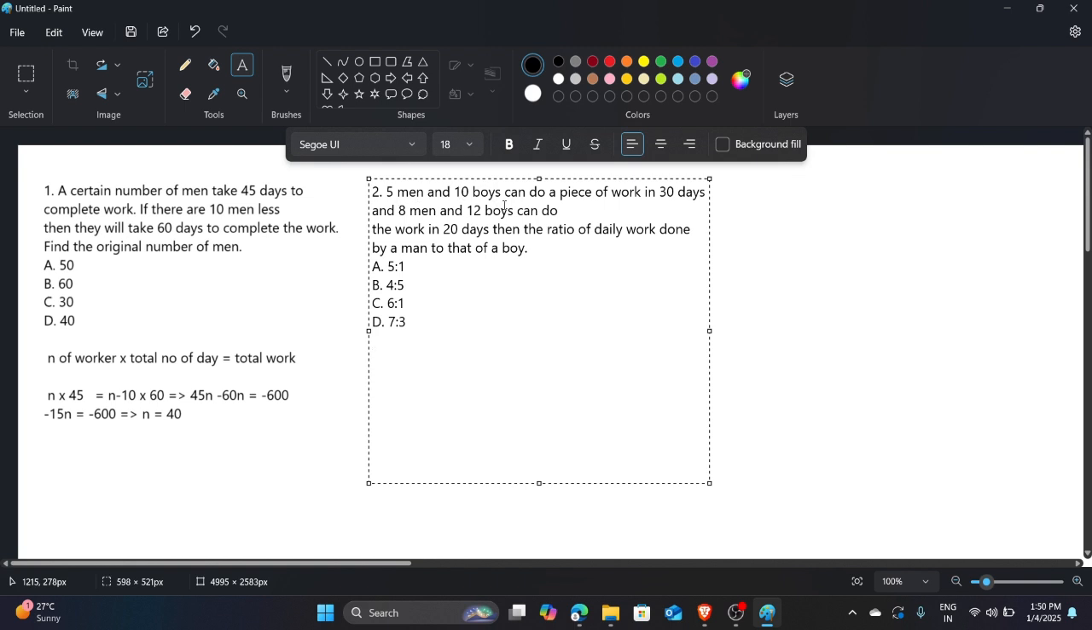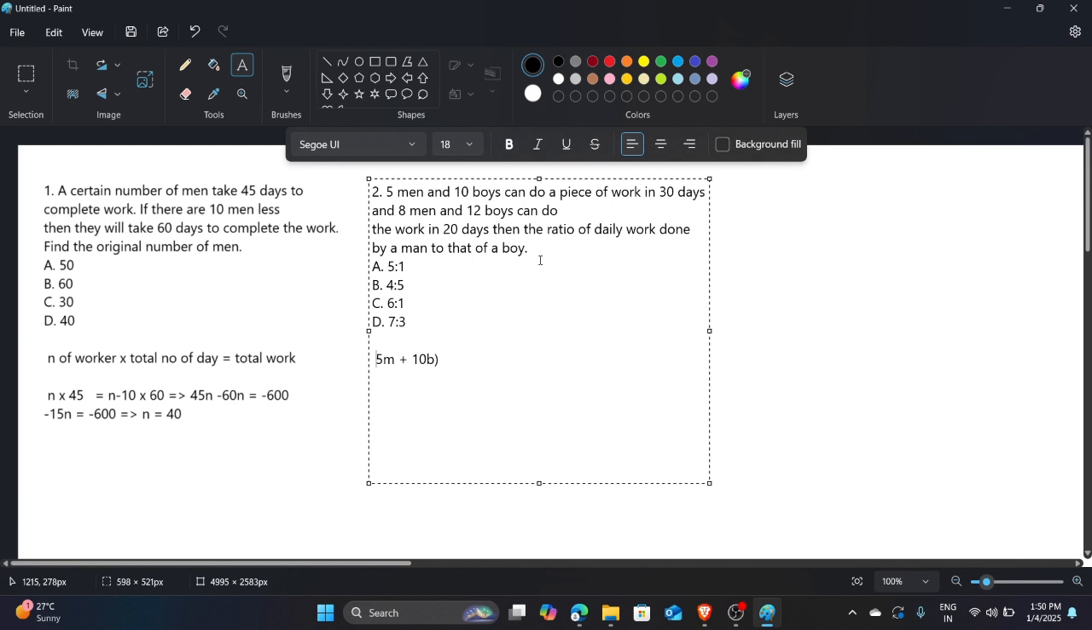Five men and 10 boys can do a piece of work in 30 days. Okay, and 8 men and 12 boys can do the work in 20 days. Then find the ratio of daily work done by a man to that of a boy. Okay, so what they have done: 5 men plus 10 boys can do the work in 30 days.